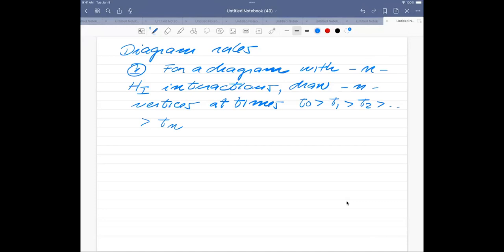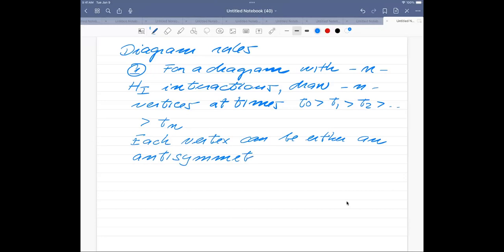So each vertex can be an anti-symmetrized interaction. So when we talk about these vertices here, each vertex can be either an anti-symmetrized matrix element, or symmetrized, or not, interaction.